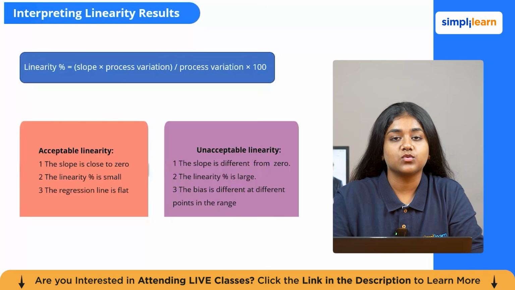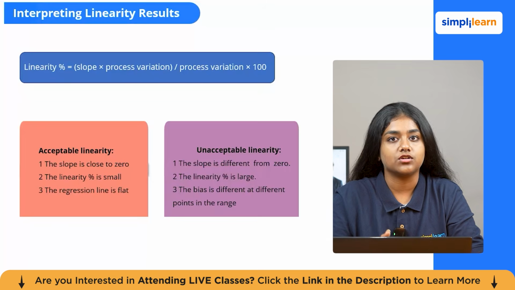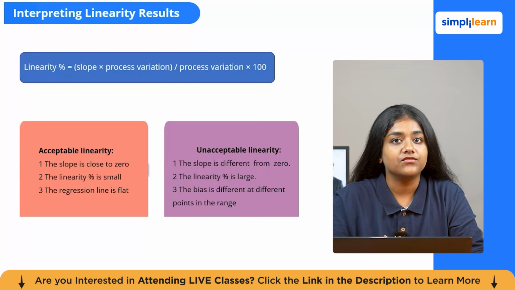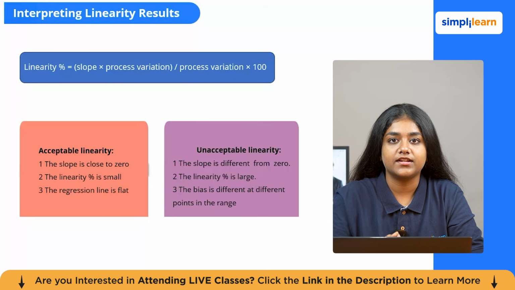The slope of the bias versus reference value plot is significantly different from zero. A clear positive or negative slope indicates that the bias changes as the reference value changes. A large linearity percentage indicates that the change in bias is too large compared with the tolerance or process variation. And when this happens, the measurement system may not be suitable for making reliable quality decisions. The regression line is not flat. Instead, it shows a clear upward or downward trend.